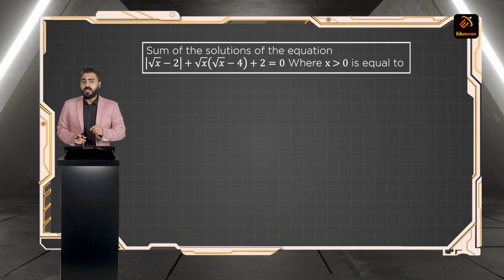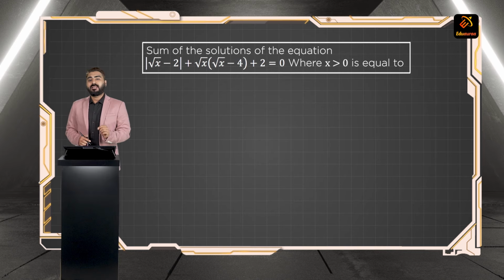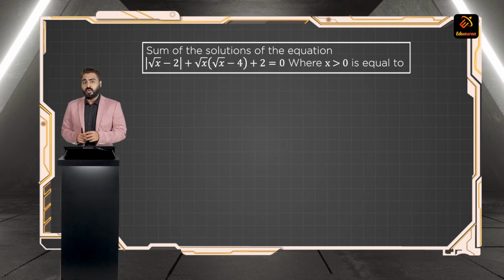Now students, moving on to the next MCQ, and the next MCQ is: sum of the solutions of the equation mod of (root x minus 2) plus root x into (root x minus 4) plus 2 is equal to 0, where x is greater than 0, is equal to what?